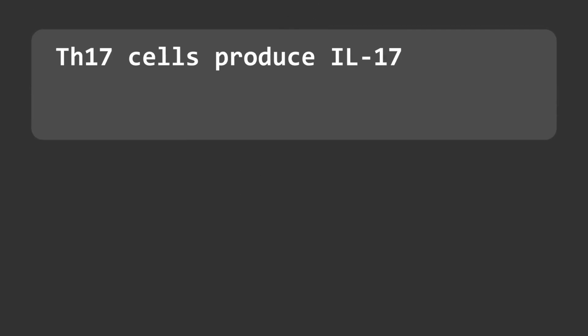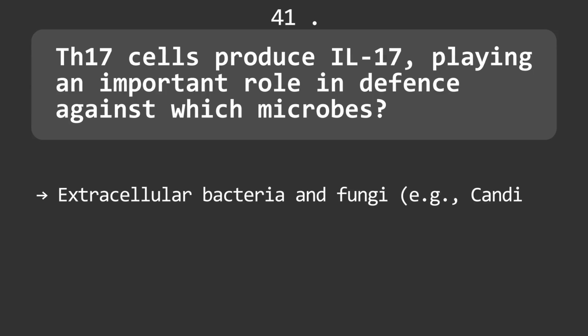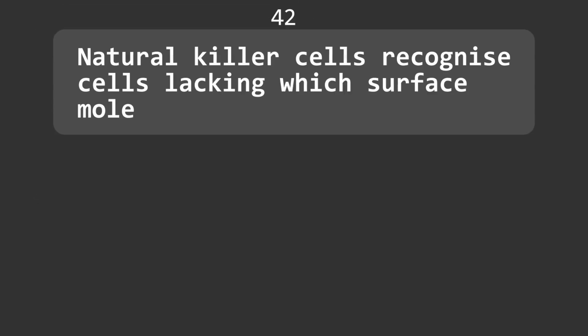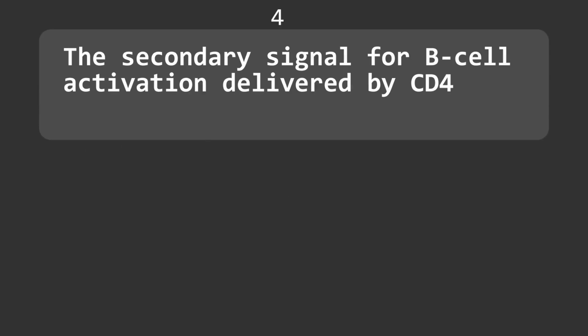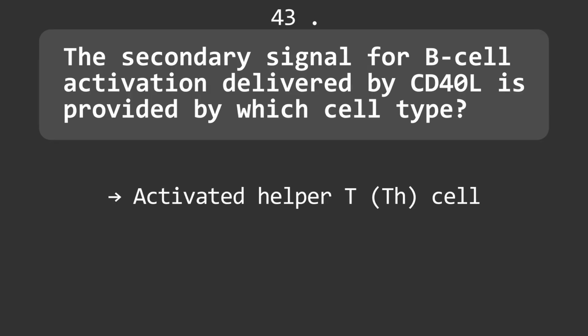Th17 cells produce IL-17, playing an important role in defense against which microbes? Extracellular bacteria and fungi, for example Candida. Natural killer cells recognize cells lacking which surface molecule? MHC class I. The secondary signal for B-cell activation delivered by CD40L is provided by which cell type? Activated helper T, Th cell.